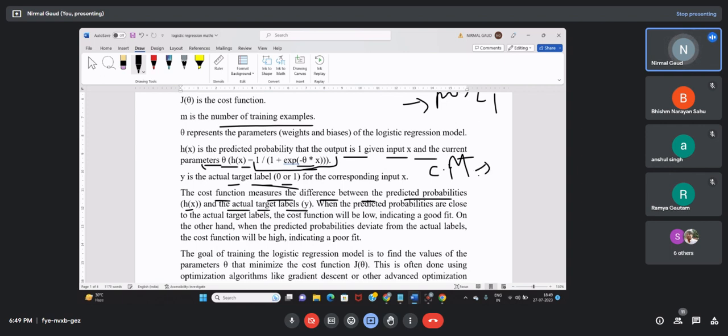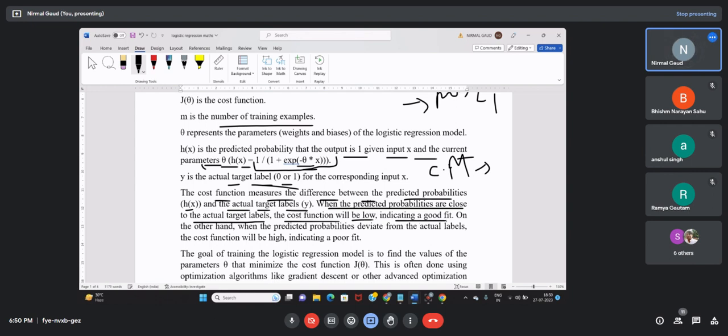True positive, false negative, false positive, true negative. Okay, so here the calculation of probabilities has been done, and it has been mapped with the target 0 and 1. So when the predicted probabilities are closer to the actual target label, the cost function will be low. Obviously, error will be less. If your predictions are closer to the output, that means error is less, and you say that it's a good fit model.